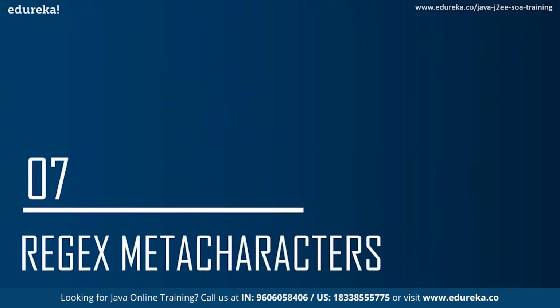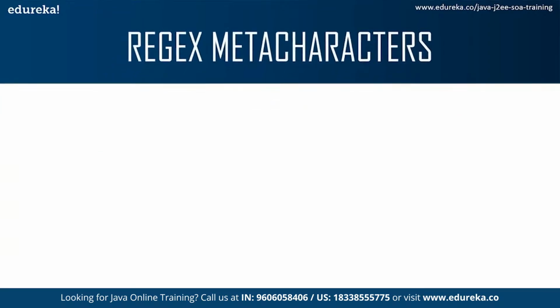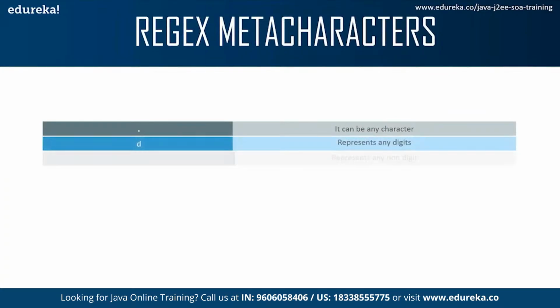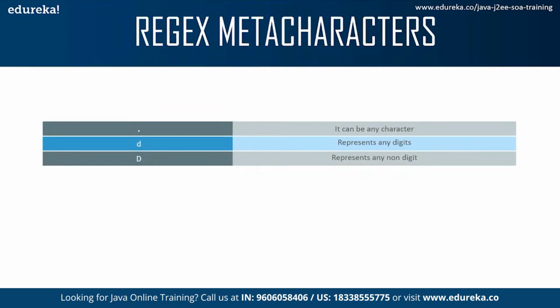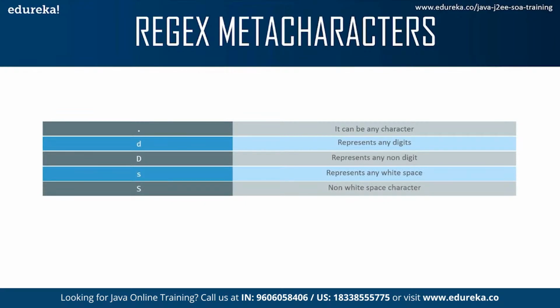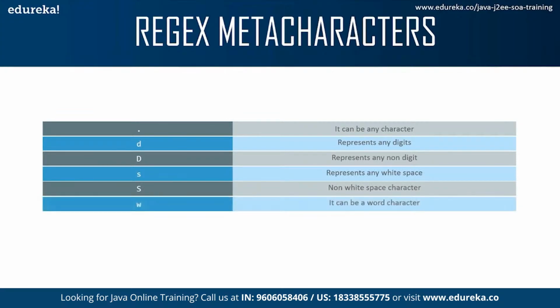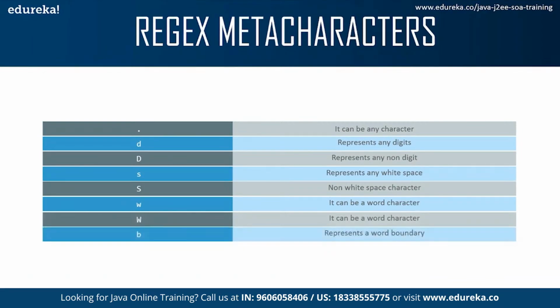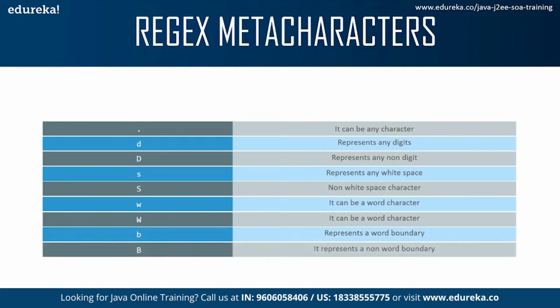The last category on the list is regex metacharacters. Regular expression metacharacters work as shortcodes. Dot implies it can be any character, small d implies digit, capital D implies non-digit, small s represents any white space, and capital S represents a non-white space character. Small w can be a word character and capital W can be a non-word character. Small b can represent a word boundary and capital B represents a non-word boundary. So out of all this, you can understand that it just represents what?